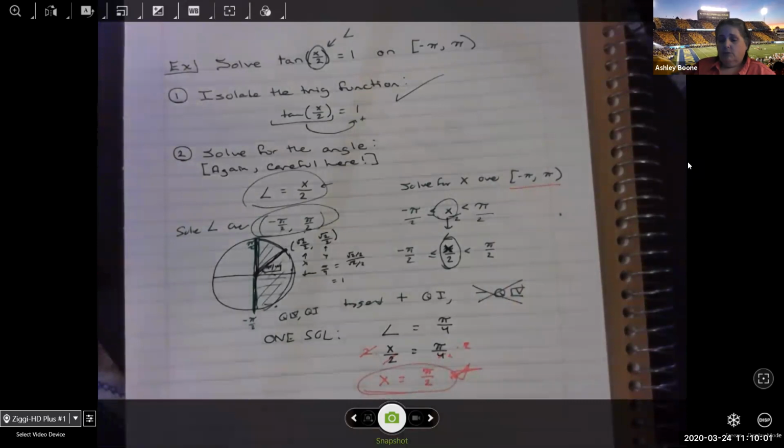Remember, if you're having some questions on these as you go, jot down your question. Shoot me a message if you want some more explanation. Just like with our identities and functions, it's going to be practice, practice, practice, okay? Let's look at more.